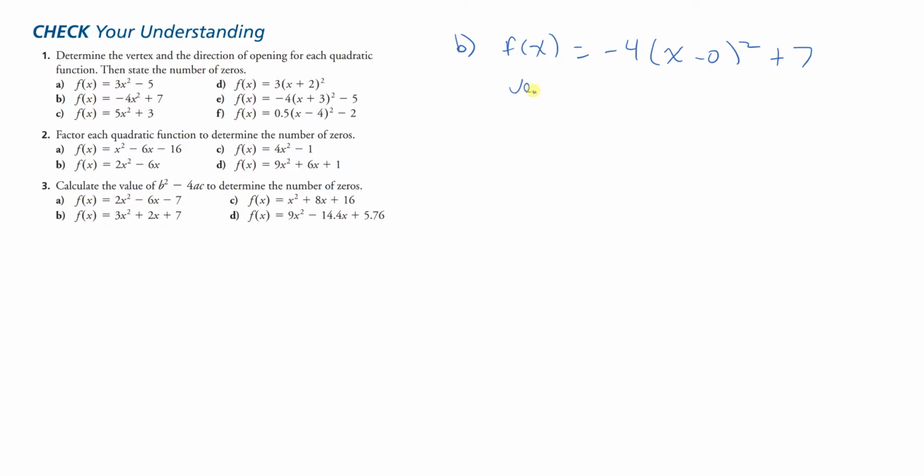So the vertex is 0, 7, and for the direction of opening, the a value here is negative, so that means it opens downwards. So we have a situation here: the vertex is 0, 7, and it opens downwards. So how many zeros are there? Well, there's exactly 1 zero.